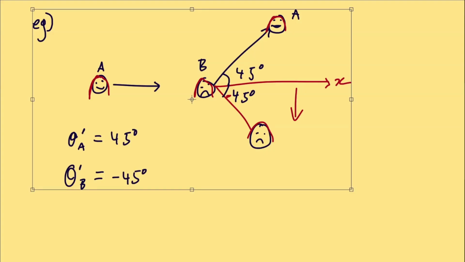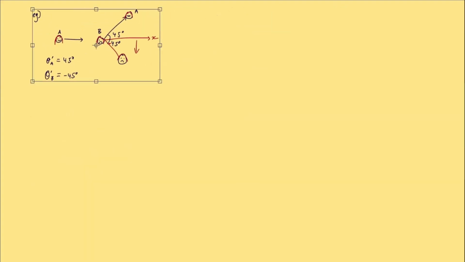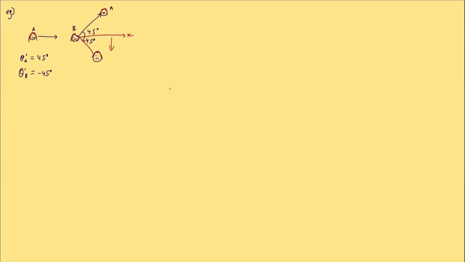This is our problem. What are their final speeds after this collision? Let's assume there's no external forces on our system, so the conservation of momentum applies. Because there's two unknowns we're looking for, which is the velocity of A and the velocity of B after the collision, that means we need two independent equations, which will be our y component equation and our x component equation.